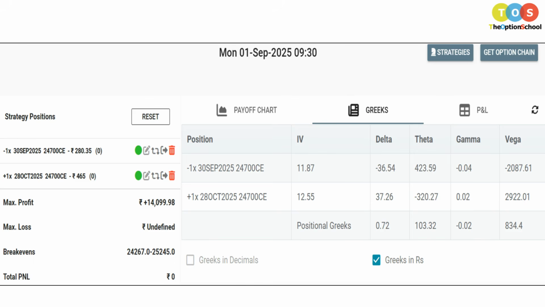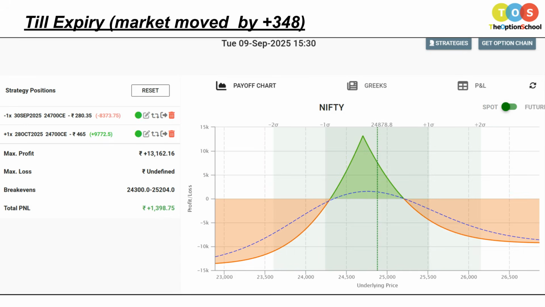Now let us see the performance after 1 week or 9 days. So on expiry of 9th September, this calendar gave us a profit of roughly around 1400 rupees. So we have seen all the three calendars.